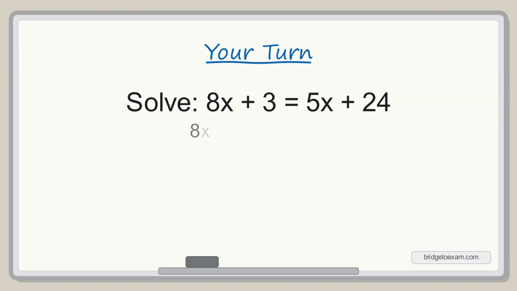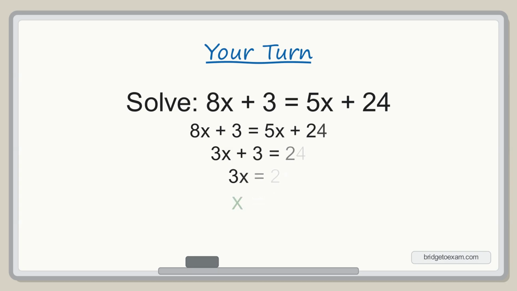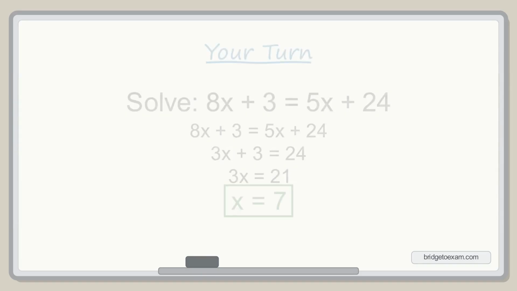Subtract 5x from both sides to get 3x plus 3 equals 24. Then subtract 3 to get 3x equals 21. Divide by 3, so x equals 7.